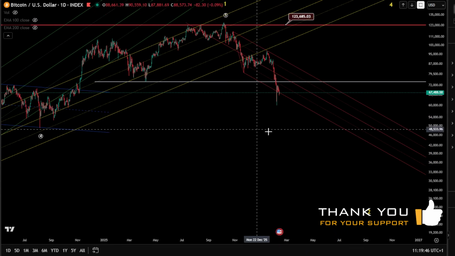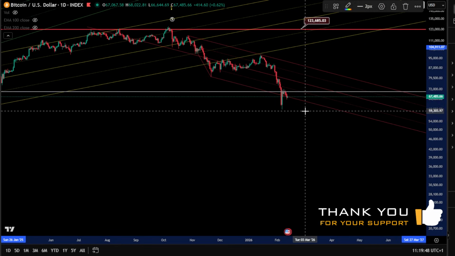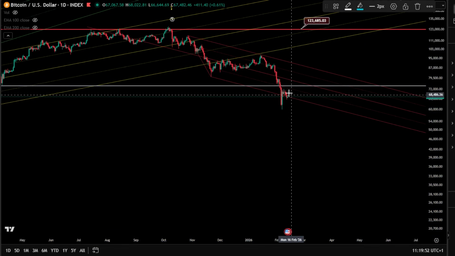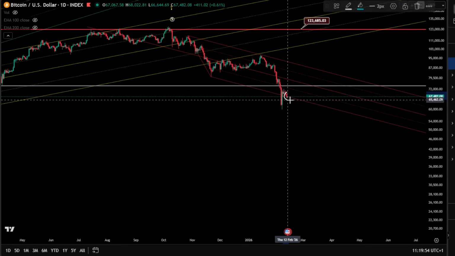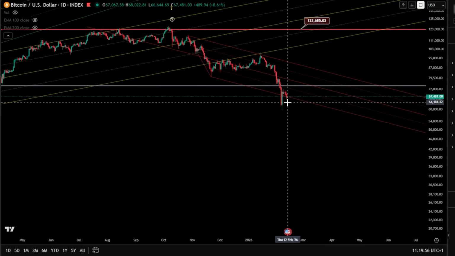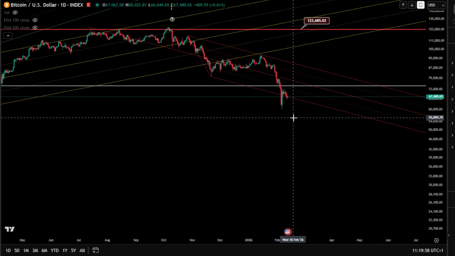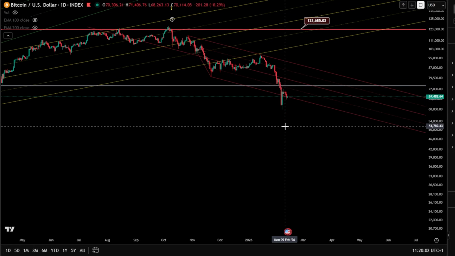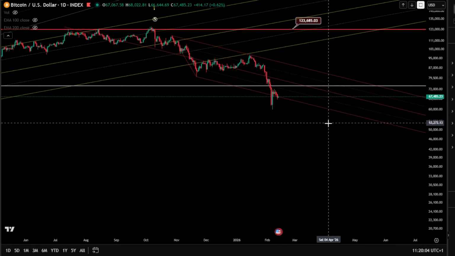However, currently the price is still ranging in around, of course, the base channel. On the lower part of this base channel, we can see a little bit of rejection here, but of course, it's not confirmed yet. We still can break it and push for lower. So we'll see how the price is going to react in this area.